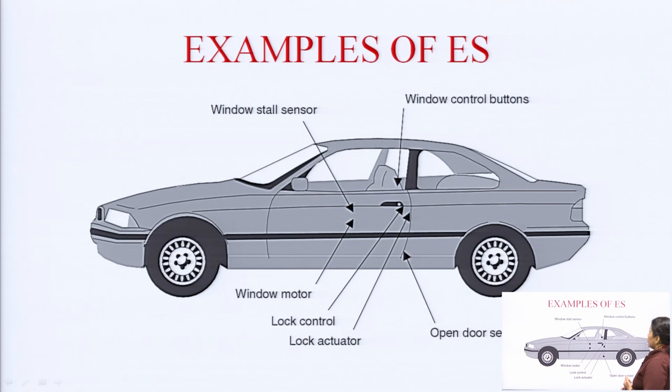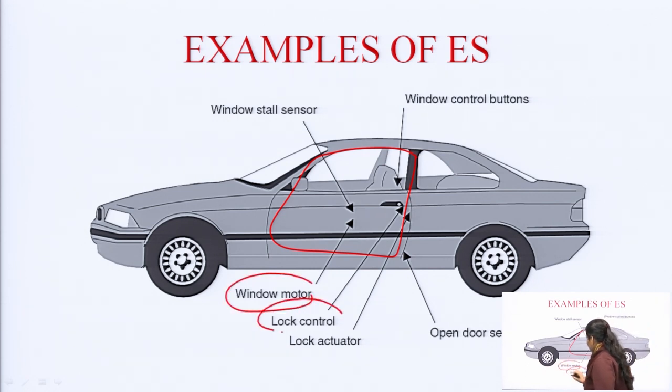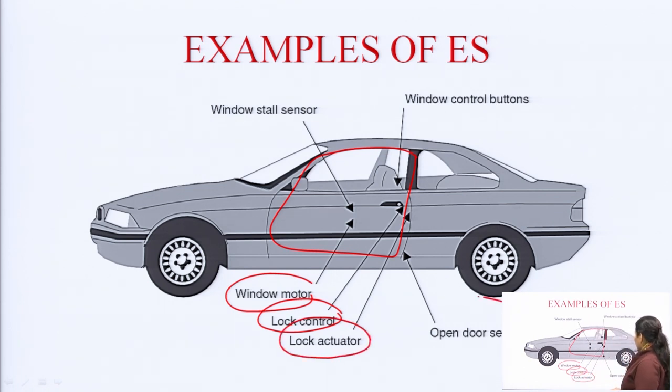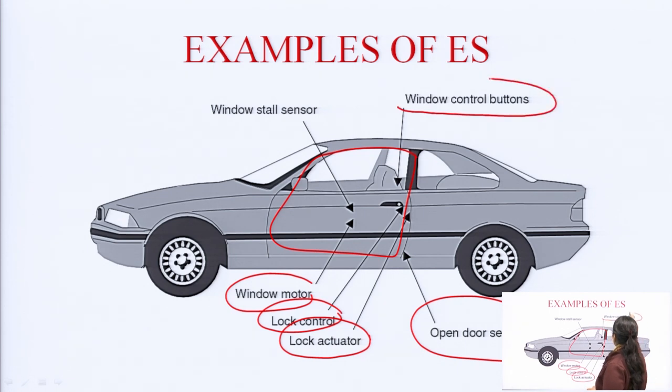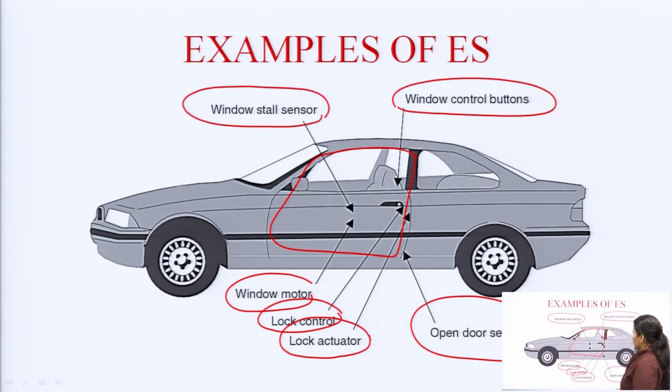Another example is a car, basically its door system. Nowadays very advanced cars are available in the market, in which there is a window motor, lock control, lock actuator, open door sensor, window control buttons, and window stall sensor. So there is no need to panic if the door is open, the sensor will automatically judge it. There is no need to panic if the door is closed, it will automatically open it in emergency situations. There is an actuator available in the car door, which is connected to the remote key.